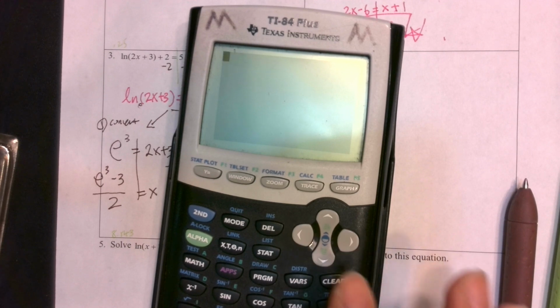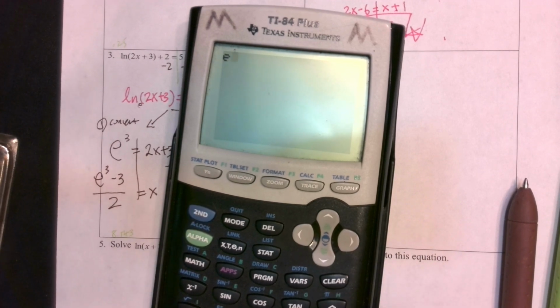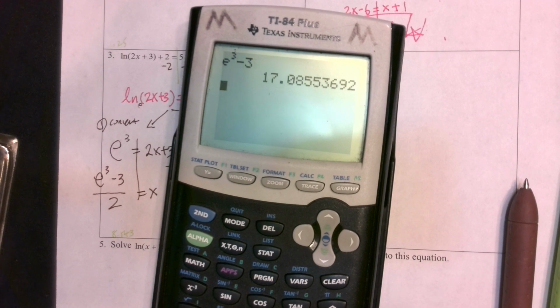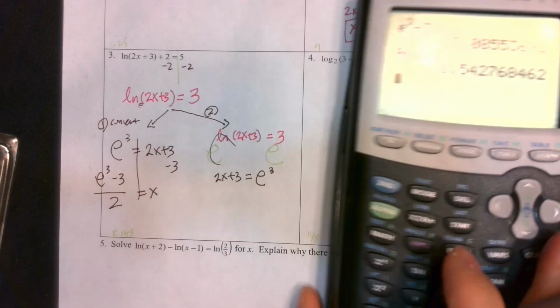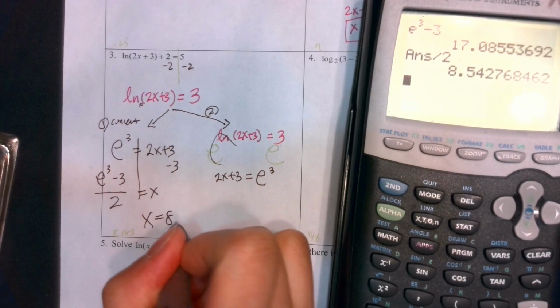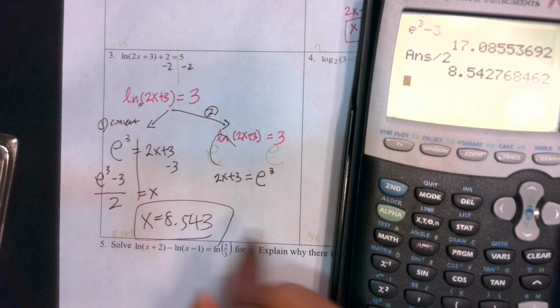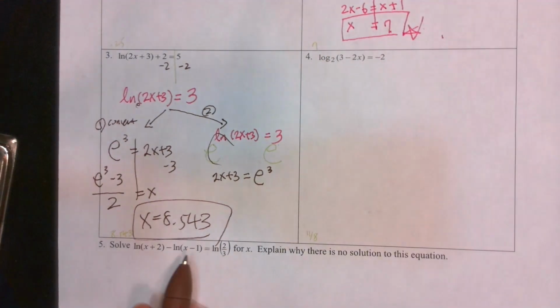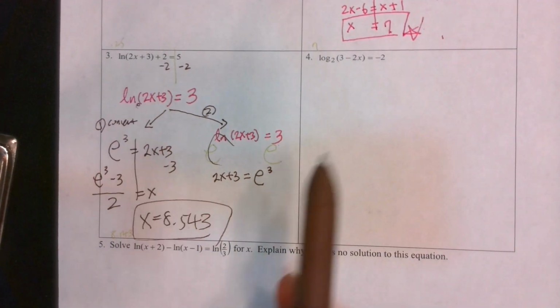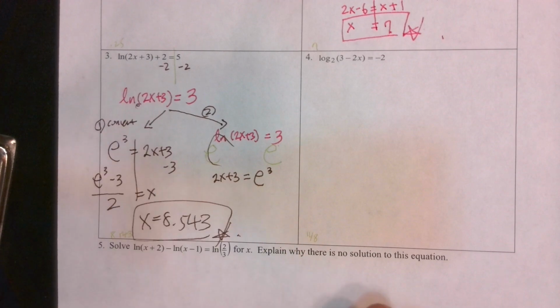Oh, then the whole thing disappears. So what I'm going to do here is just e to the third power minus 3 and hit enter and then divided by 2. So I get 8.54. X equal to 8.543. Am I done? No, I need to check it. So take that, plug it in. That's going to be positive, so I am good. So make sure you always check your answer.